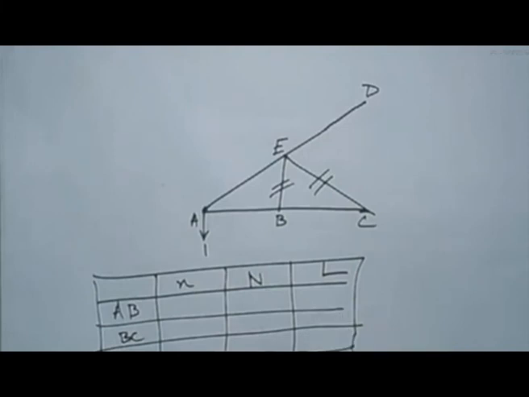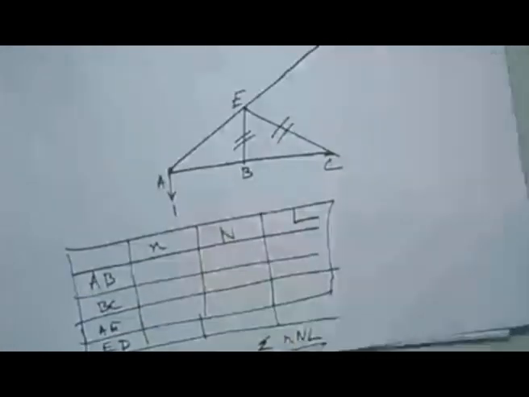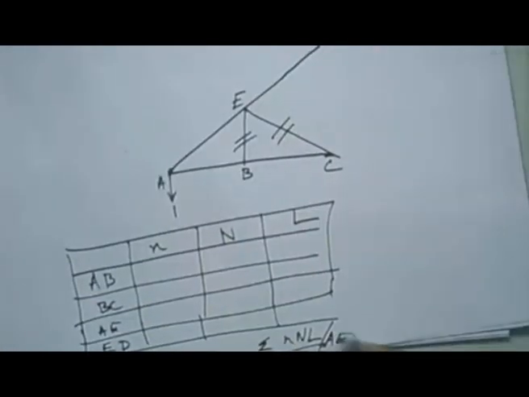You know the length of these members, and then take the summation of N and L over AE and divide. So take summation of N and L and divide that by AE. You'll get the deflection at this joint.